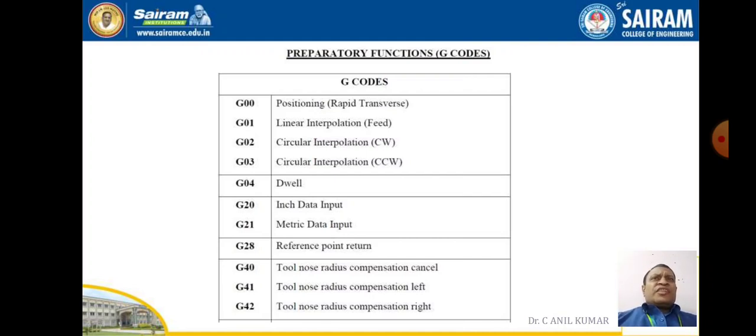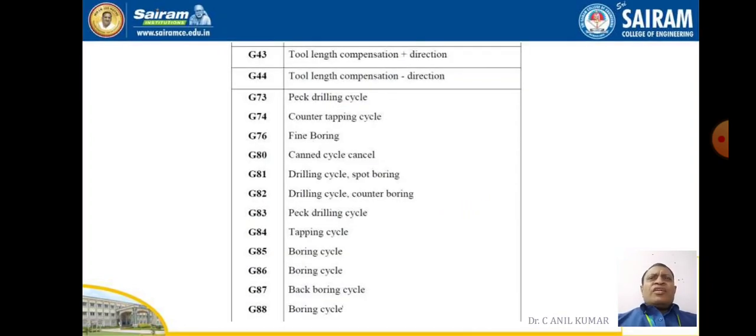G43 is the tool length compensation for the positive direction, and G44 is the tool length compensation for the negative direction. The other codes, G73, G74, G76, are with respect to different types of operations in milling. If you are doing the boring operation, we have to go for G76, and if you are going for the drilling cycle, or a spot boring, or a counter boring, then we have to go for G81 and G82.